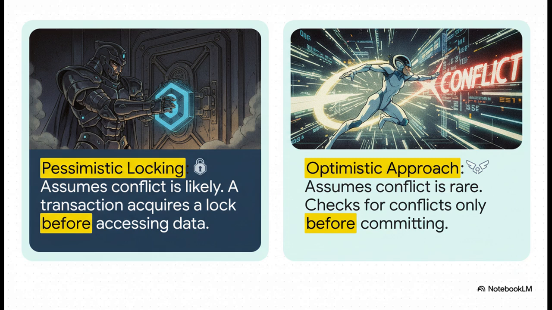On the other hand, you've got the optimistic approach. This one assumes conflicts are rare, lets transactions do their work, and only checks for a collision at the very end. It's way faster, but if a conflict does happen, the transaction fails and has to start all over.